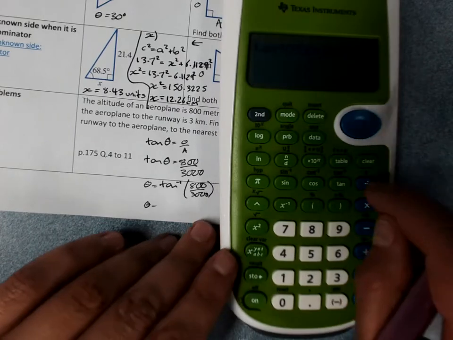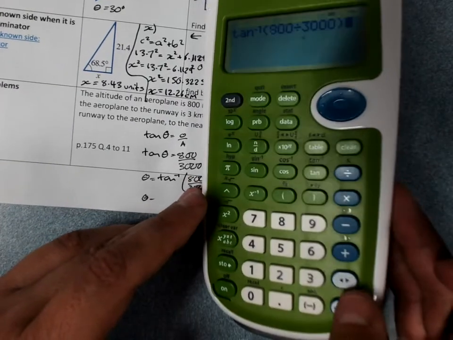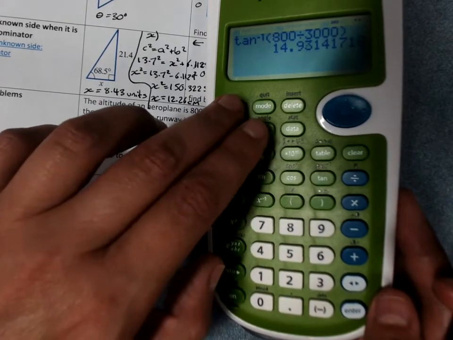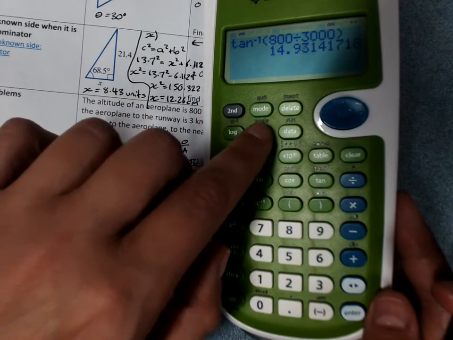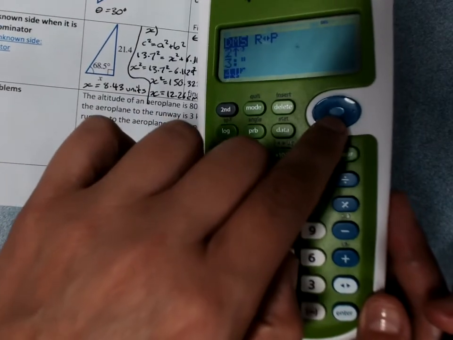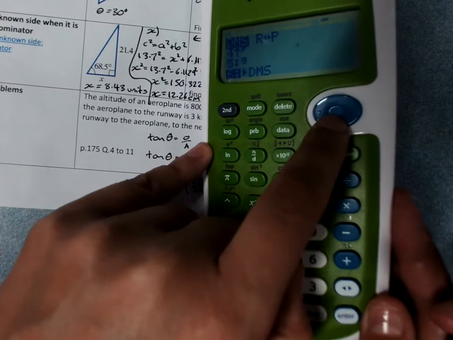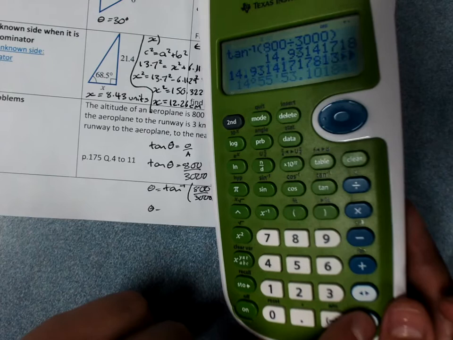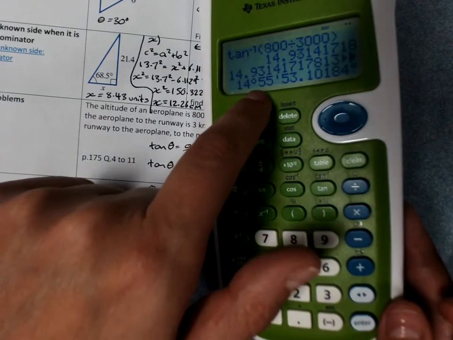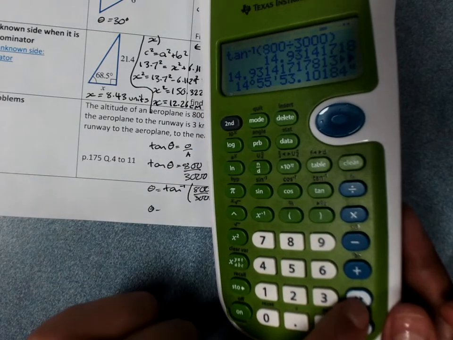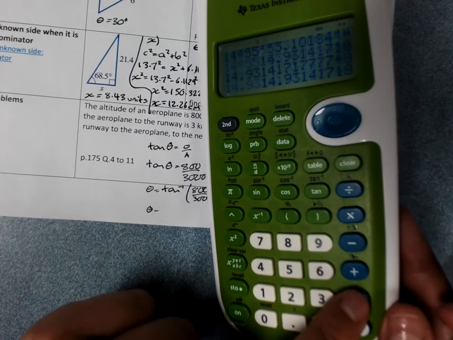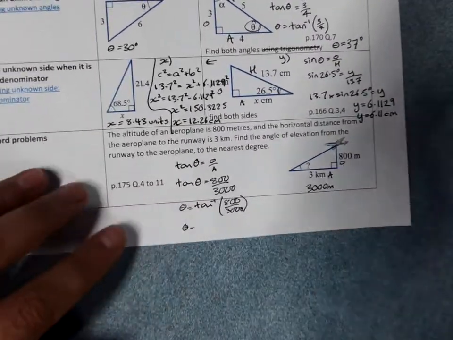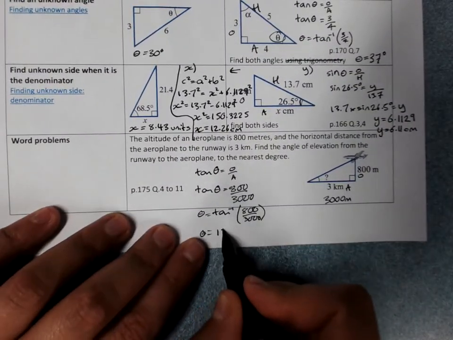$800 divided by 3,000. Notice how we get a decimal. It's worth noting that if it asked for degrees and minutes, you could do second function angle, scroll down until you got to DMS, degrees, minutes, seconds, and hit enter. 14 degrees, 55 minutes. And the arrow key would change it back to a decimal for you, 14.93. We're going to the nearest degree, 15 degrees.